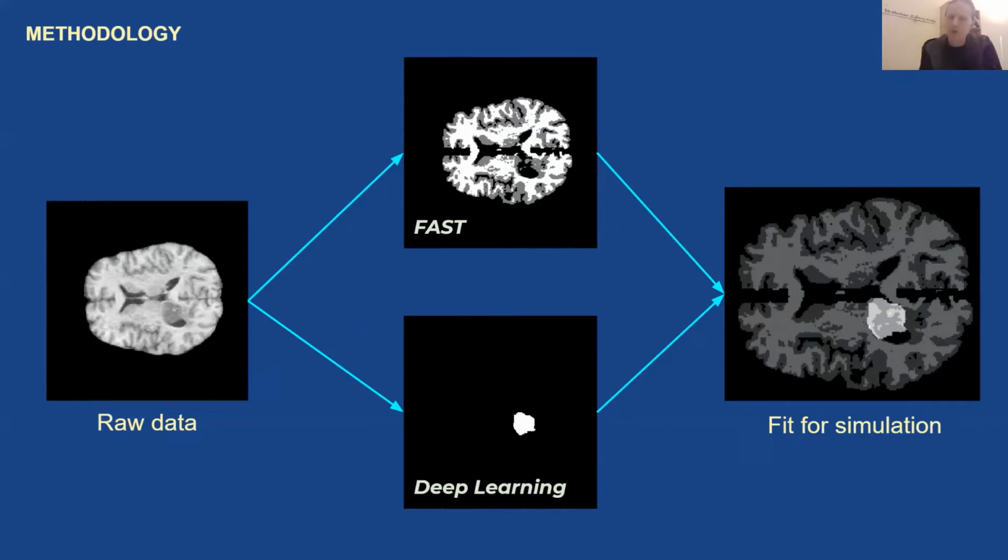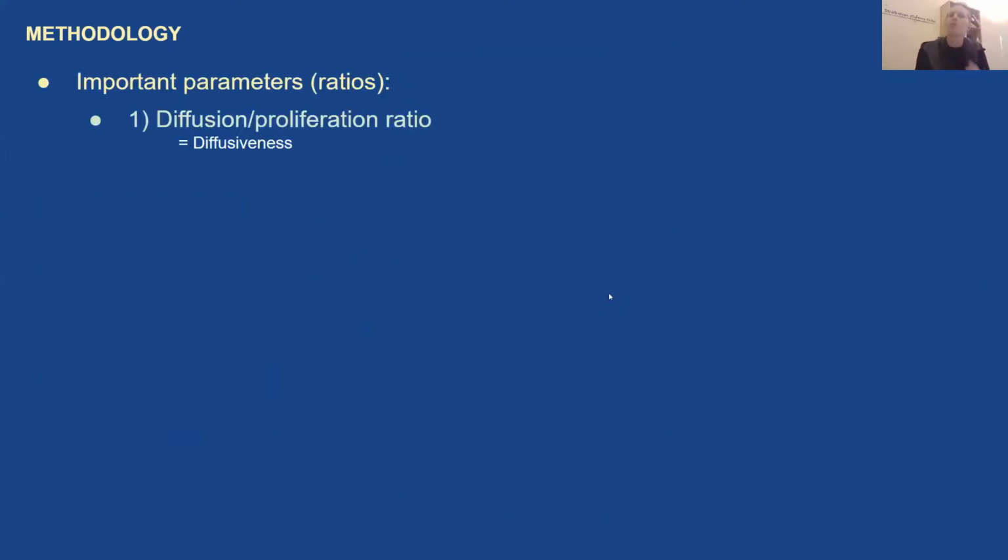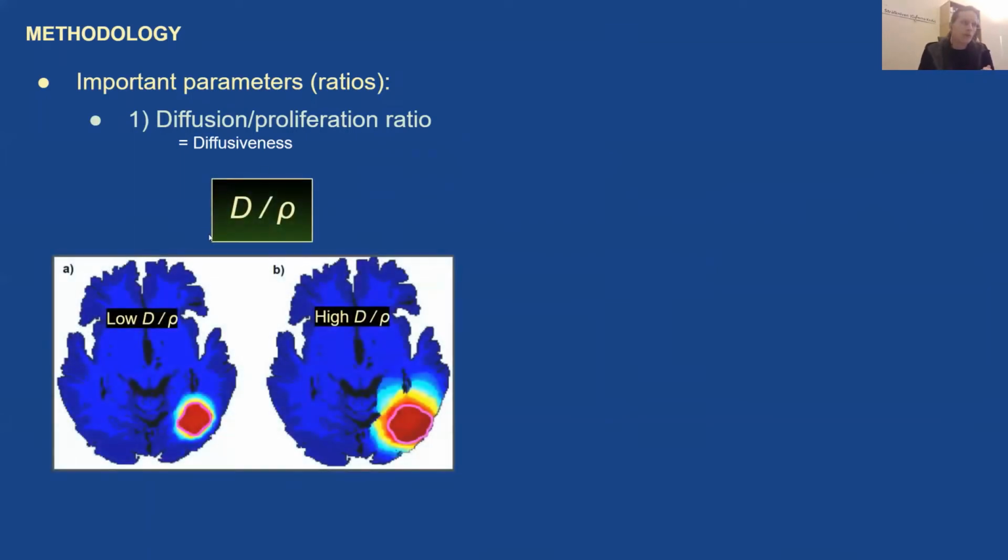But before we start to simulate tumors, we have to discuss two important ratios. These ratios, or parameters as I see them, govern exactly how the tumor will grow. So first is the diffusion to proliferation ratio. This characterizes the diffusiveness of the tumor. So D over rho. The higher the value, the more diffusive it grows.